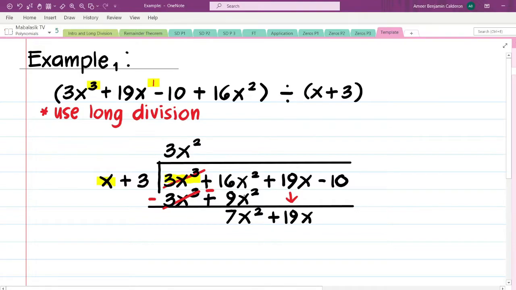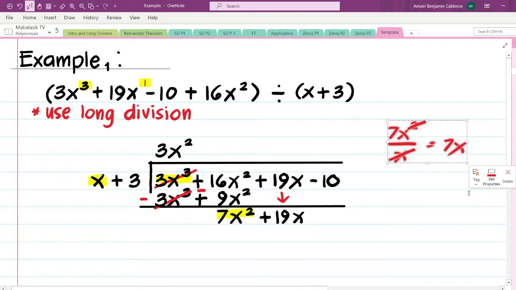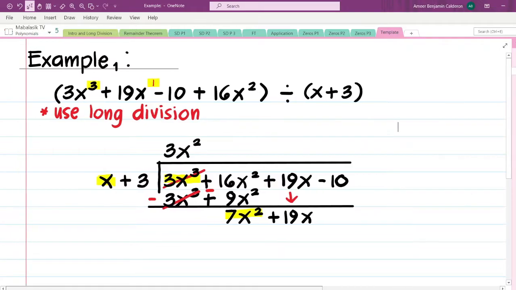So we have 7x squared now divided by x again. So 7x squared divided by x. We cancel one of the x's here, cancel everything there. So we are left with 7x. So that is the second term of our quotient, 7x. So plus 7x. And then we multiply 7x to both terms of our divisor, sort of like distributing.